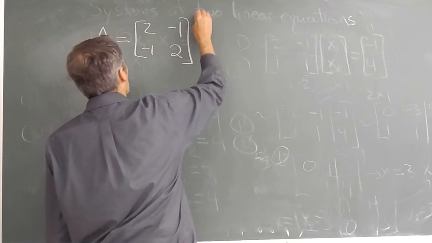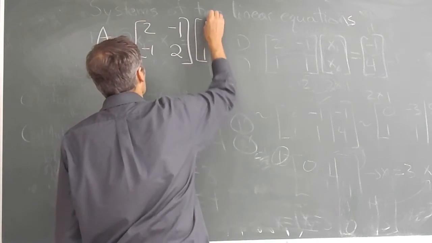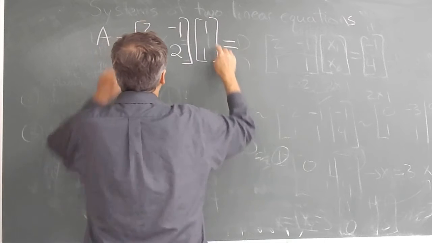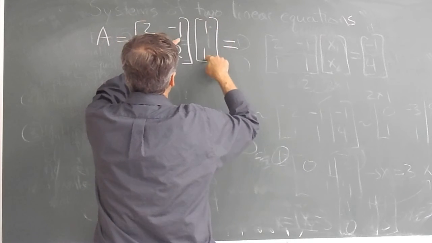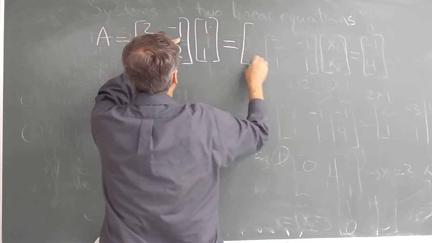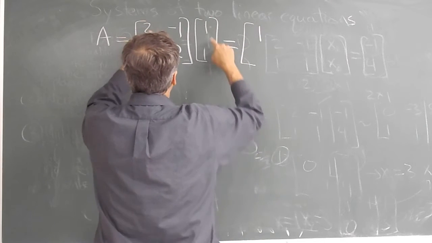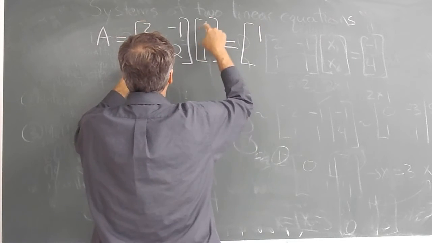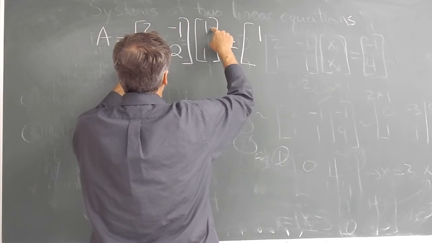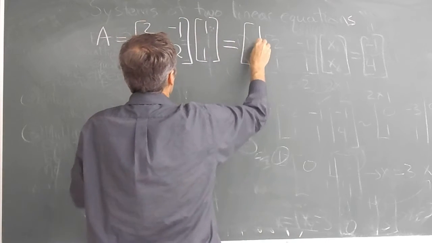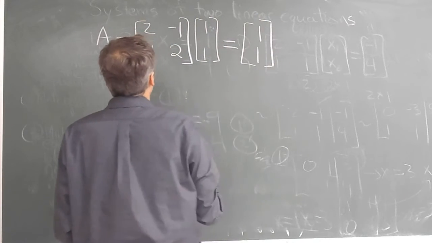For instance, if I multiply this by the vector 1, 1, what do I get? 2 times 1 plus 2 times minus 1 is 1. 2 plus minus 1. And minus 1 times 1 plus 2 is 1. I got the same vector back.